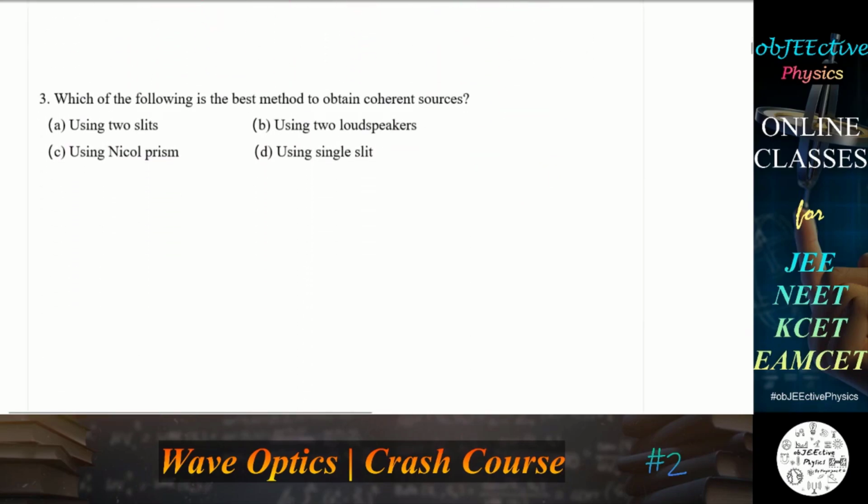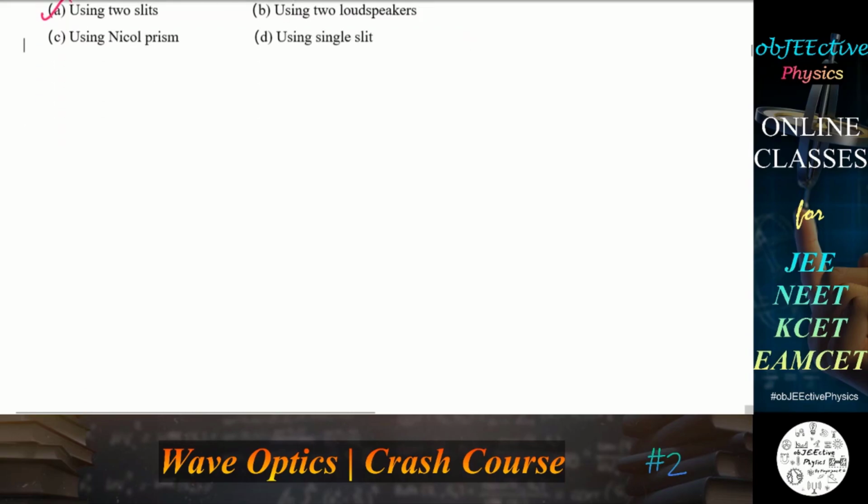Next question. Which of the following is the best method to obtain coherent sources? By using two coherent sources or two slits is the right answer.